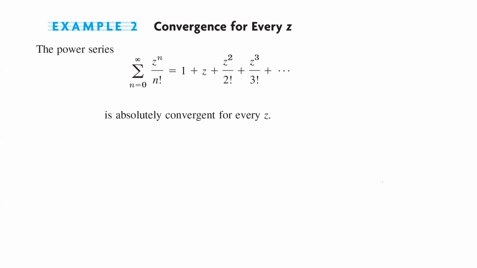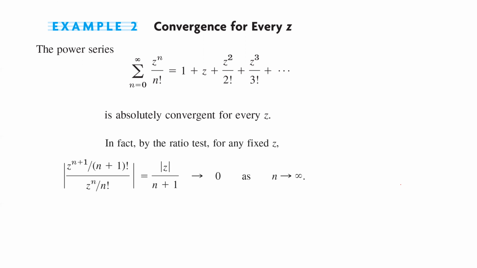To prove that, we can just do the ratio test. z to the n plus 1 over n plus 1 factorial, divided by z to the n over n factorial, becomes absolute value of z divided by n plus 1. And as n goes to infinity, this goes to 0. So you see that no matter what value z has, it goes to 0 as n goes to infinity. Therefore, it is convergent for every value of z in the complex plane.